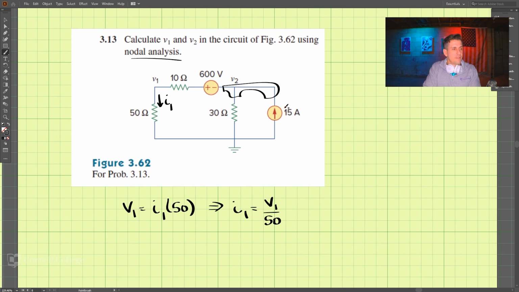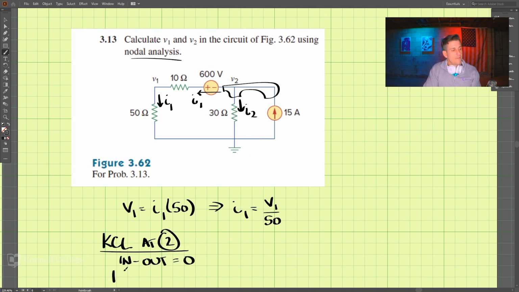And we see that we have 15 coming in. Let's call this I2. And going out this direction, that must be I1. Whatever flows out this way must also come down this way, so that's I1. So let's do KCL at node 2. I'm going to use in minus out equals 0. Coming in, we have 15, and going out, we have I2 and I1, and set those equal to 0.